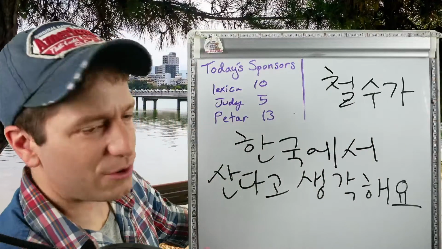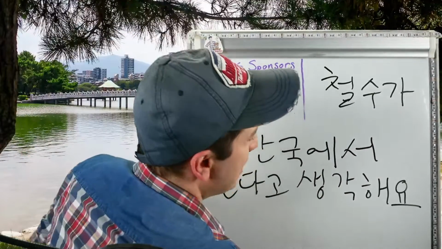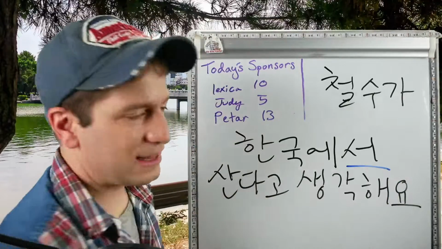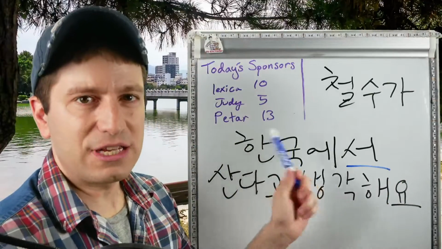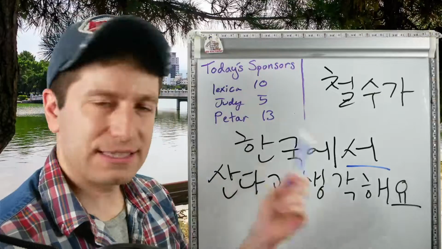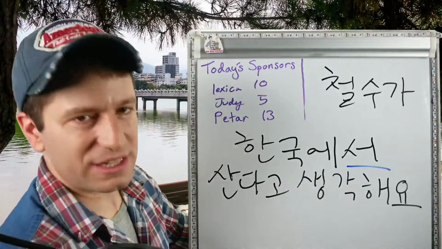철수가 한국에서 산다고 생각해요. You could have also said 한국에 산다. When you're using 살다, you can either use 에 or 에서. It has the same meaning. So I think 철수 lives in Korea.